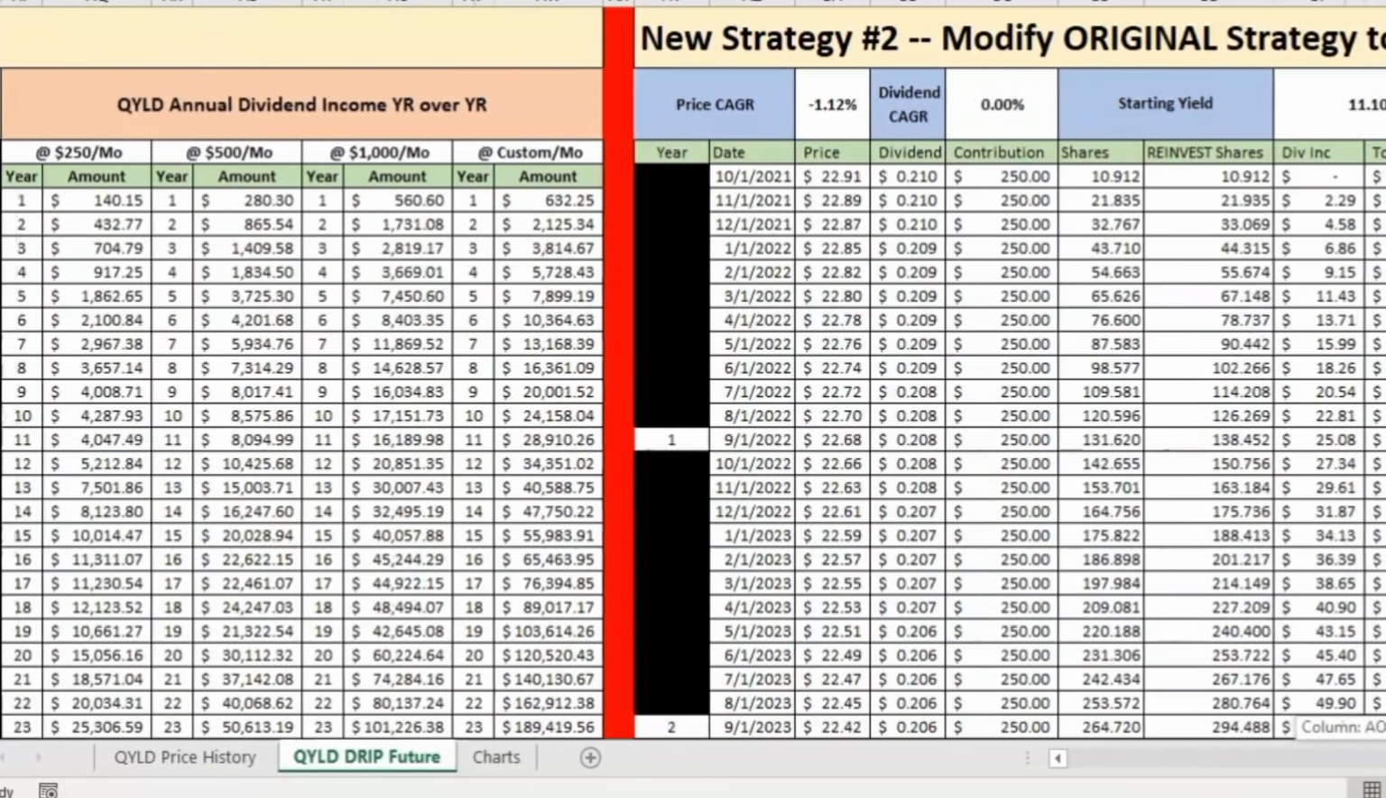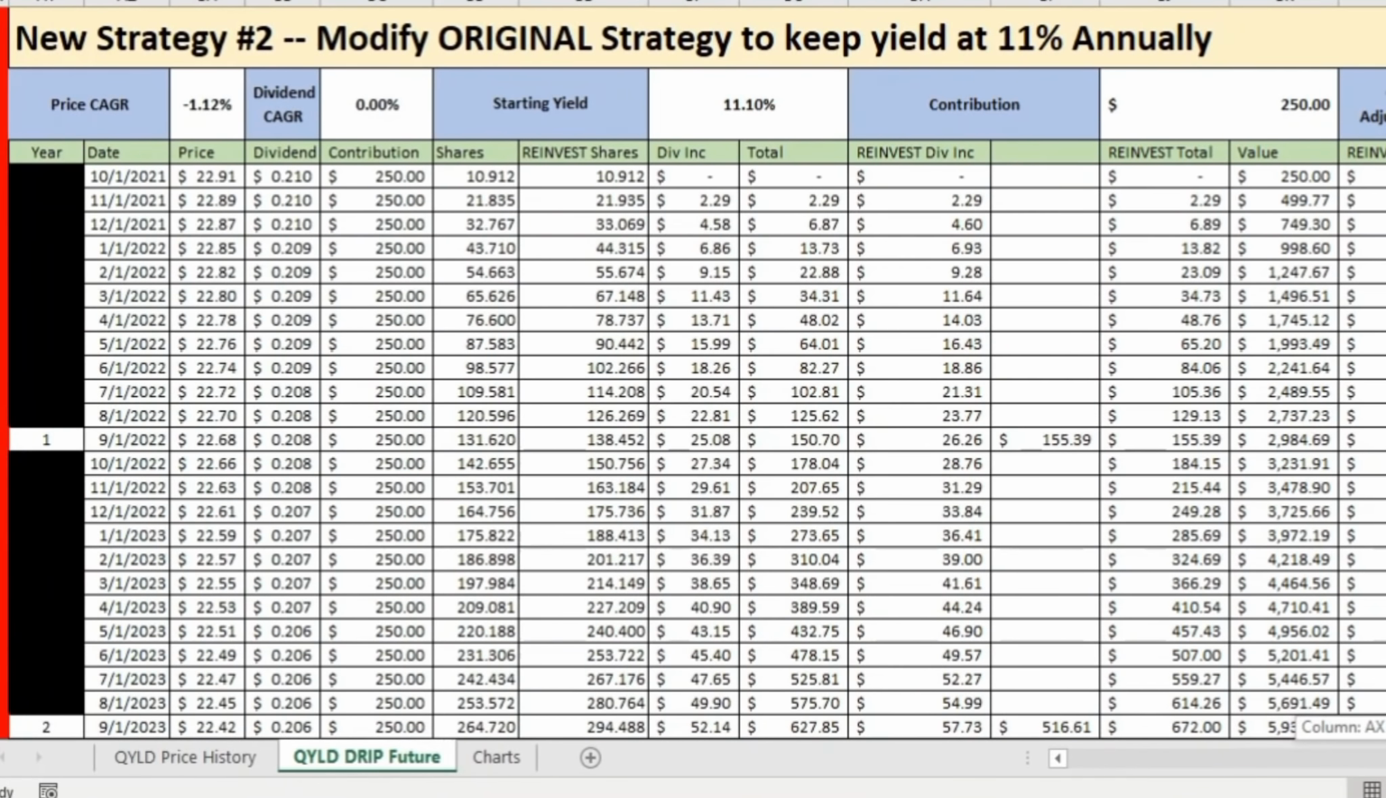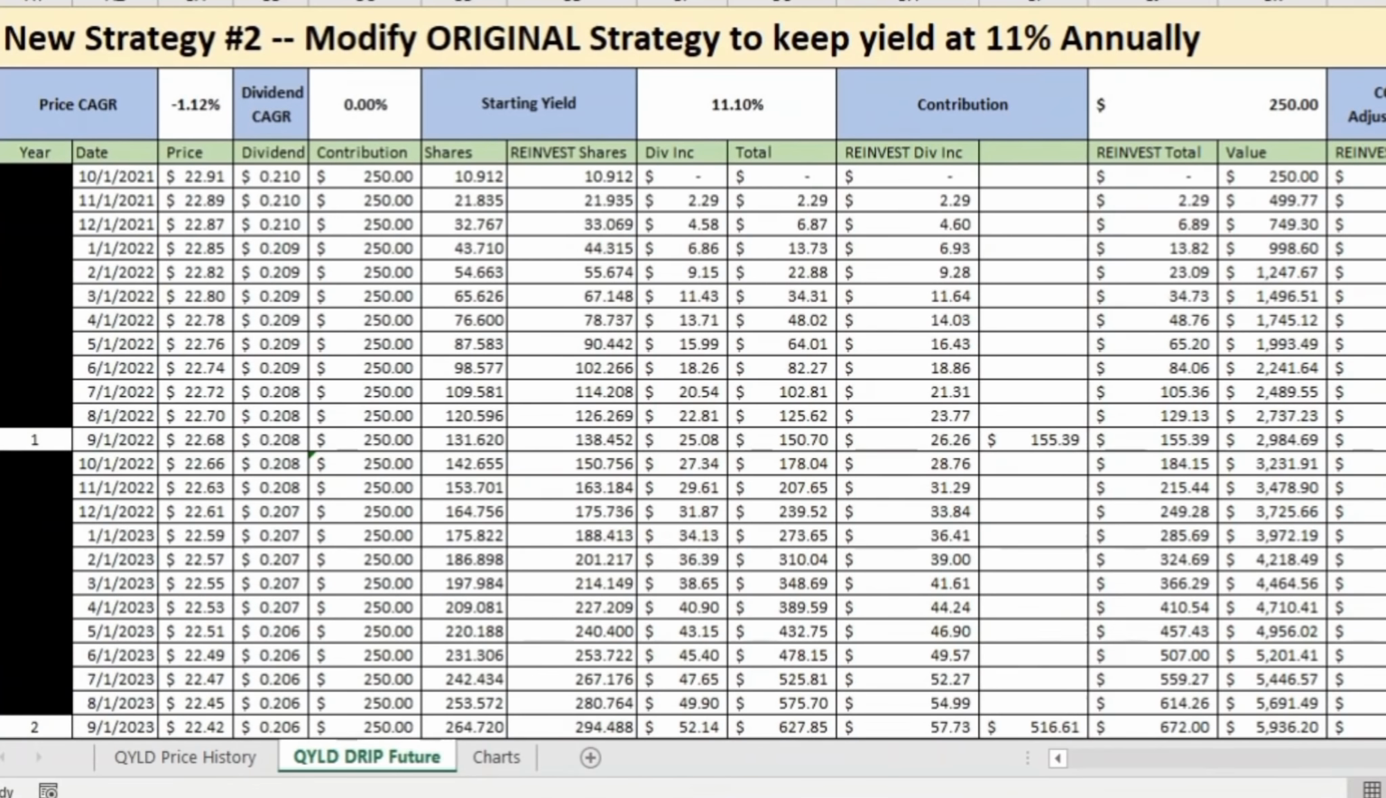And then strategy number 3 here was we were going to modify our original strategy and say we're just going to keep the yield at 11% annually, whatever the price is. So we just took that same price history as the very first original strategy, a long, slow decline, and we said no matter what happens, we're going to keep the dividend at 11% annually. So 11% divided by 12 was going to be the dividend every single month, depending on whatever the price was of QYLD.